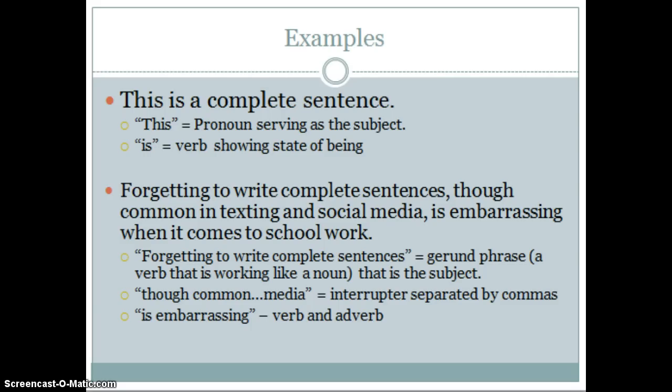You have "though common in texting and social media," is an interrupter, which is separated by commas, of course. Those are comma rules you've reviewed before. And you have "is embarrassing," which is the verb phrase. "Is" is the verb, "embarrassing" is the adverb because it's describing the verb in more detail. And so those are complete sentences. They're short, they're long, they meet the exact same requirements. And you know this, but again, fundamentals. If we're going to do anything more complicated and talk about college writing or ECA writing, you got to start here. So this is why we're doing it.